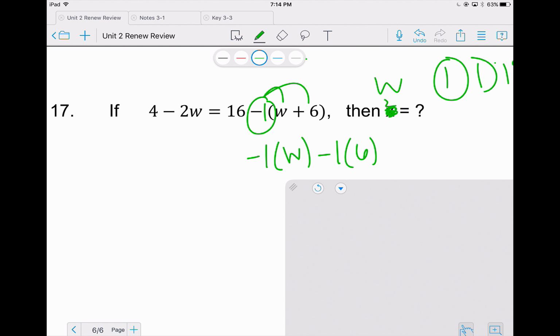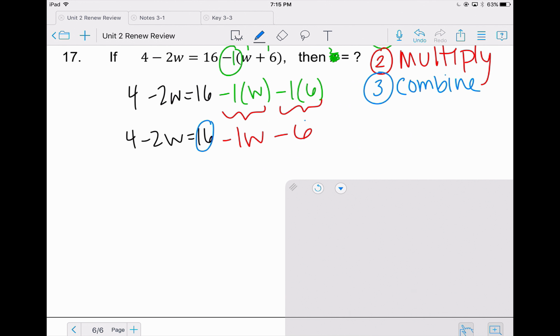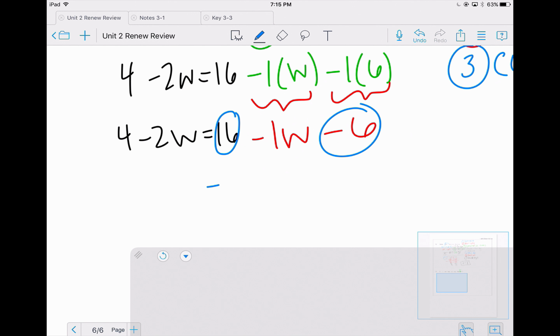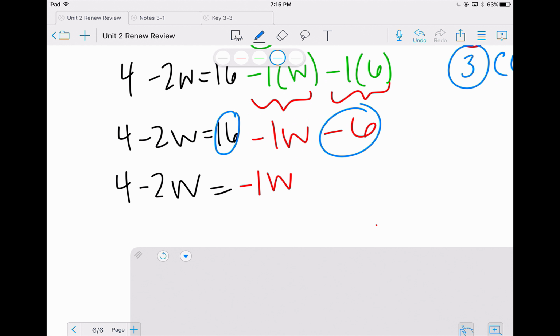From here, step 3, again, I can see on the right side that I have 2 sets of numbers, so I'm going to combine my like terms. So that would be 16 minus 6. Everything on the left side staying the same, so that's why I'm writing in that color. The right side, 16 minus 6 is a positive 10.